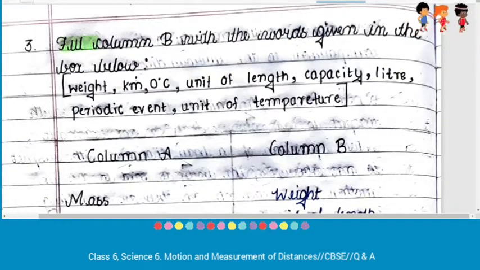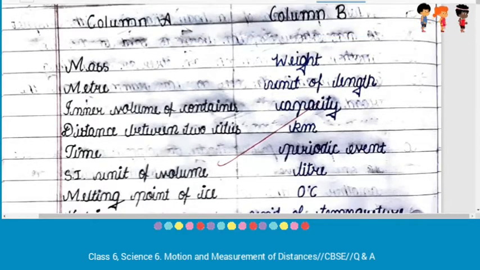Third question, fill column B with the words given in the box below. Mass, mass has a weight. Meter, it is a unit of length. Inner volume contains capacity.